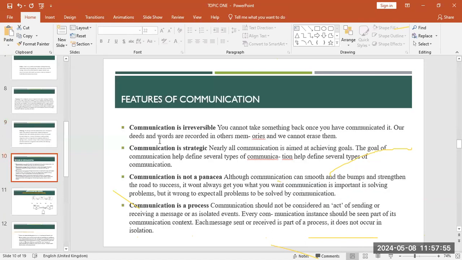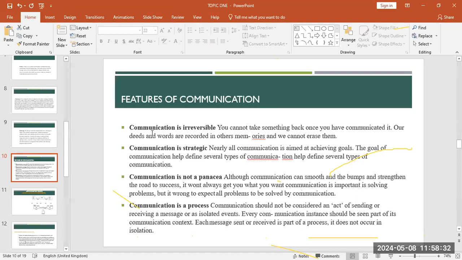Then, what are some of the features of communication? Communication, number one, you must know, is irreversible. That's why you're supposed to be very careful when you are talking to your friends. Because whatever you say with your mouth cannot be reversed back. That's why you are told, before you speak, think. You may speak something that may injure someone's reputation, or injure someone emotionally. These people, they may end up hating you for what you said.